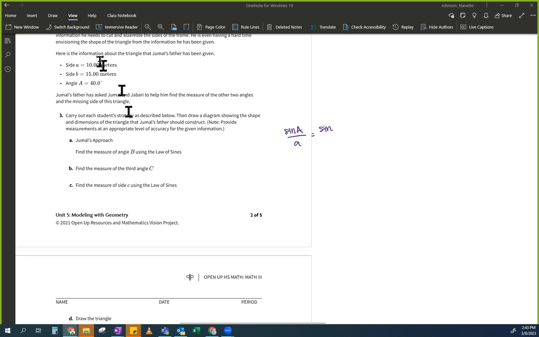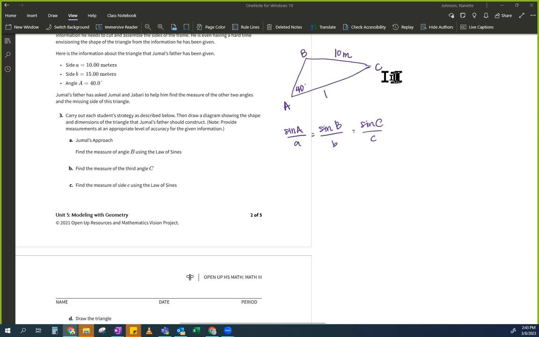And I just need a little bit of a sketch so I can play with this. It's not going to be to scale at all. Okay, so I'm just going to go A here, B here, C here. Remember, little a is always going to be across from big A. So that's going to be 10 meters. Little b is across from big B, so that's 15 meters.